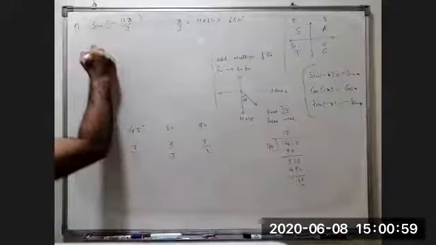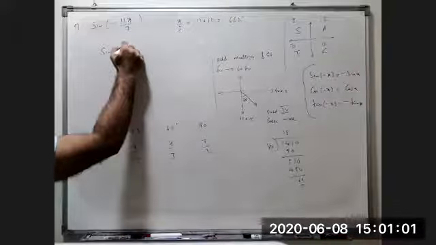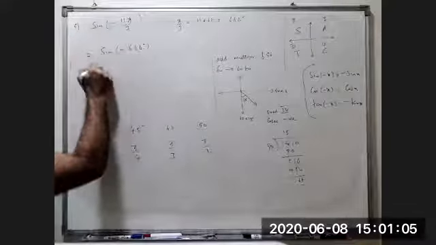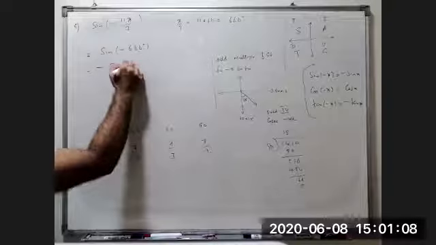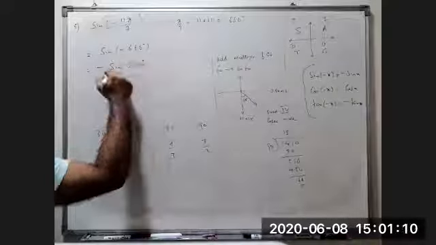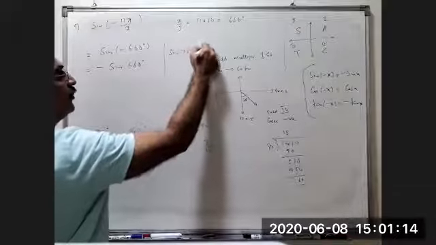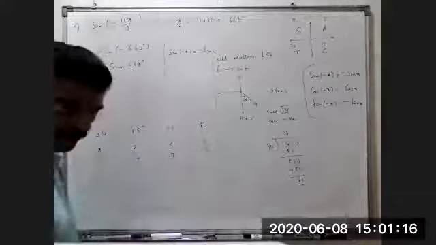So this is sin minus 660 degrees. Again, sin minus theta is minus sin 660. The reason: sin minus x is minus sin x.